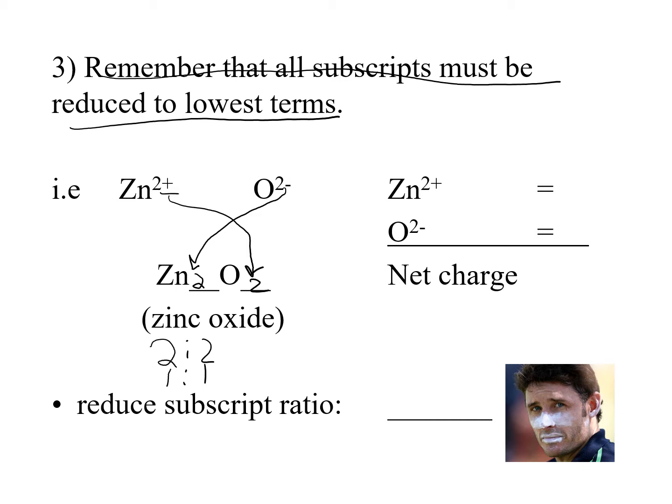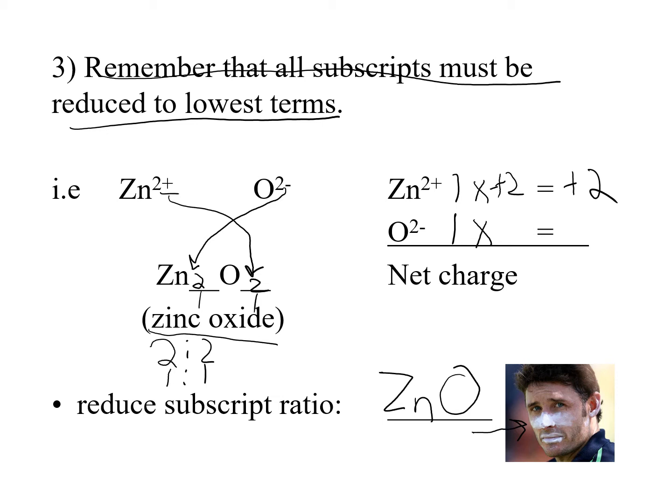So our formula for this, once we reduce our ratios, would be 1 to 1. The ones, again, you don't have to show them. We could just write ZnO. And this is called zinc oxide, and this is the material that protects you from the sun. So that's the white compound on this gentleman's face. To check our charges, again, in our formula we created, we have 1 zinc times its charge of +2, we have a +2. We have 1 oxide times the charge of -2, gives us -2. +2 minus 2 is 0, so we have a neutral ionic compound.